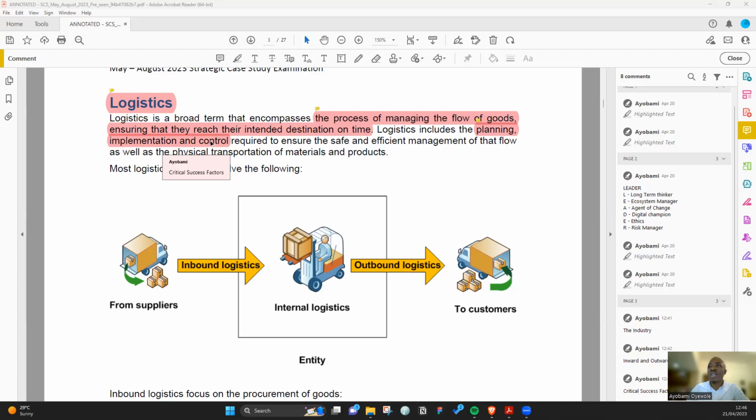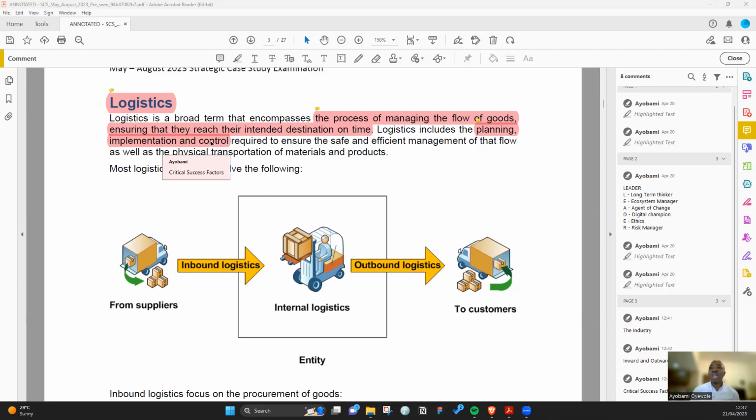I've highlighted planning, implementation, and control because those are critical success factors for anybody to succeed in this industry. They must be able to plan and control the movement, the flows of goods from one destination to another. It's all about timing in this industry. It's all about efficiency. It's all about safety. It's all about arriving on time.